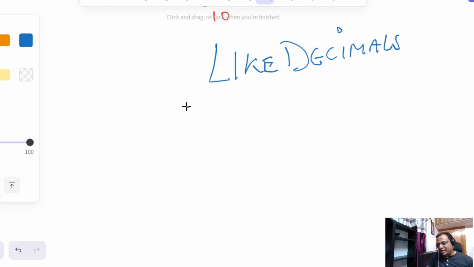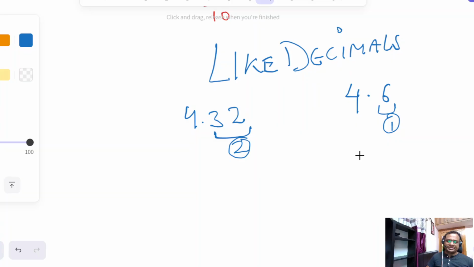So for example, I have a decimal number 4.32, and I have another one like 4.6. Are they like? They are not, because here we have two decimal places and here we have one decimal place. We should have same number of decimal places in order to be like decimals. So what we can do? Very simple. Just add 0. As we just discussed before, adding zeros to the last digit of the decimal will not change the value of the decimal number.